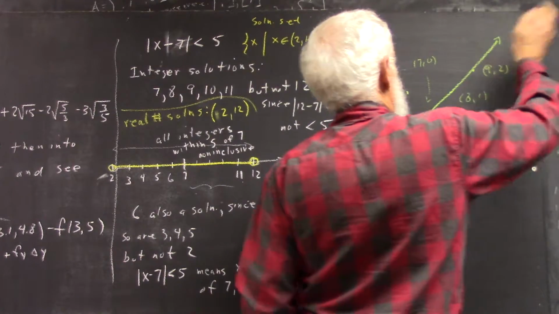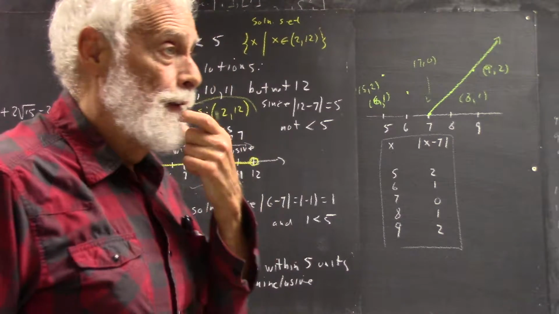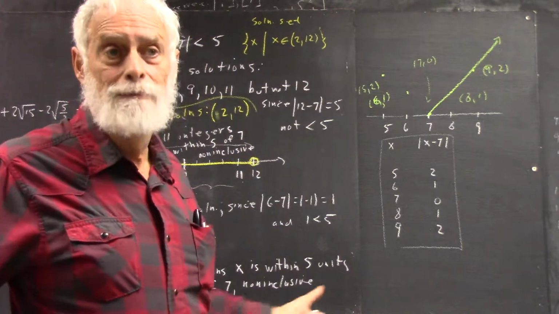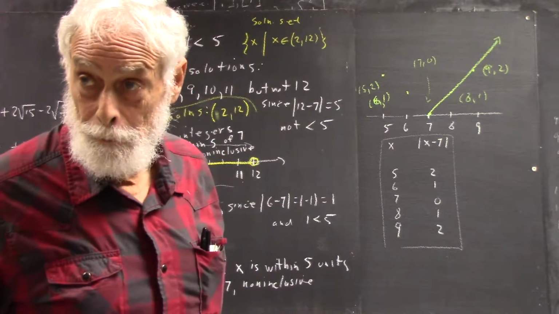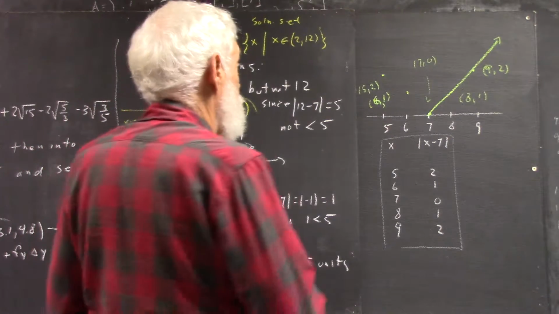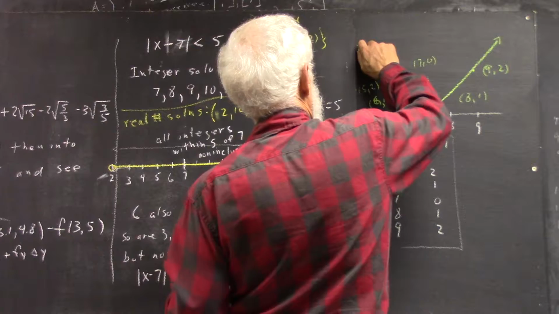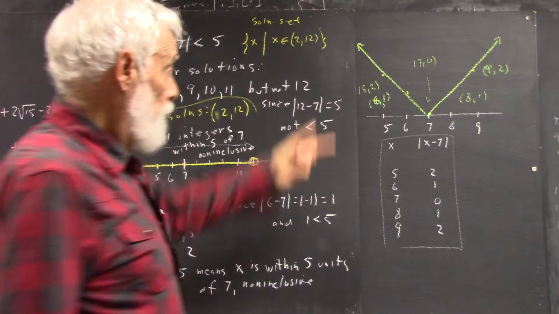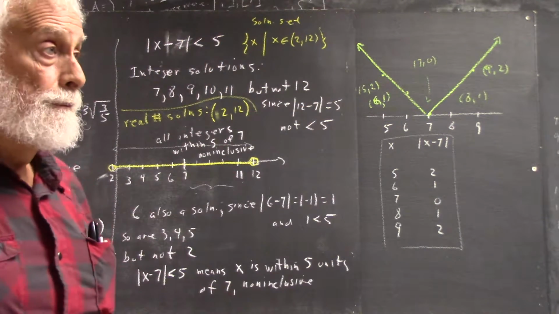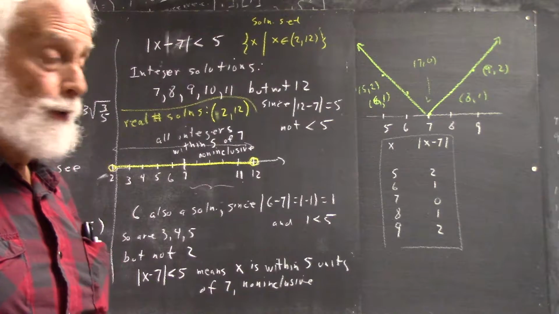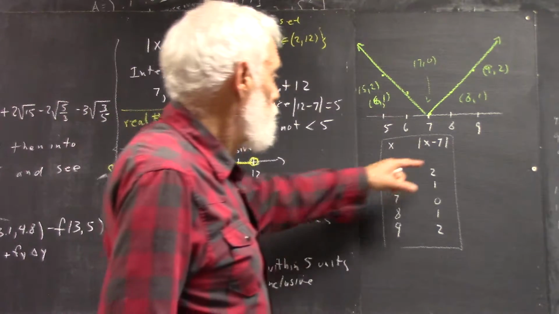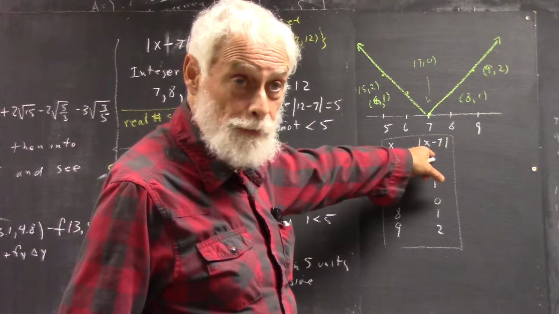And we conjecture that the pattern continues, and if we think about it a little bit, we see why it does, okay? And then on the other side, we have this. And there's a graph. So that's a graph of y equals absolute value of x minus 7, right?